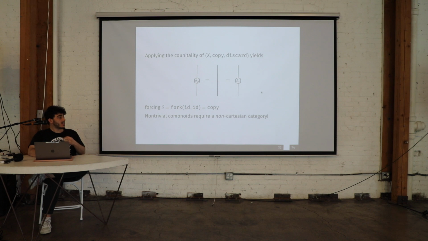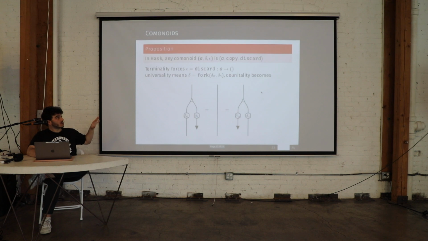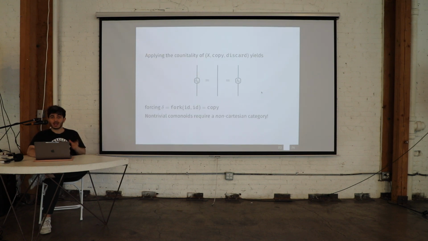So the lesson here is, if you want non-trivial comonoids, you have to work in a non-Cartesian category. You can't work in classical Hask. Now, if you've encountered linear types, in linear type systems this is no longer true. You don't have copy and discard, and hence, in principle, you can have non-trivial comonoids.